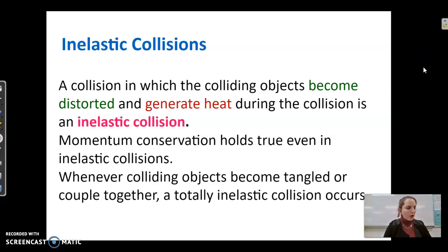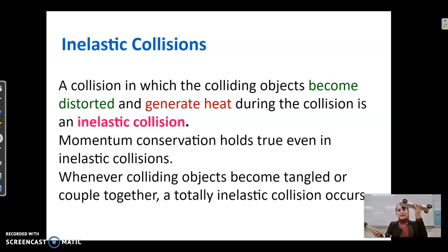So moving on to our next collision: inelastic collisions. A collision in which the colliding objects become distorted and generate heat during a collision is called an inelastic collision. This is when your carts are actually going to come together. All right, they're actually going to combine and get distorted together.